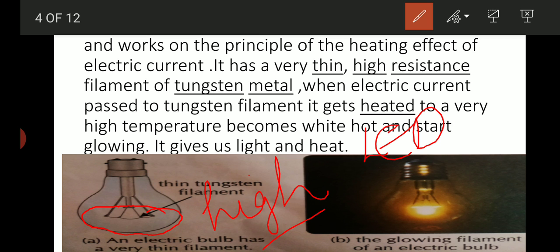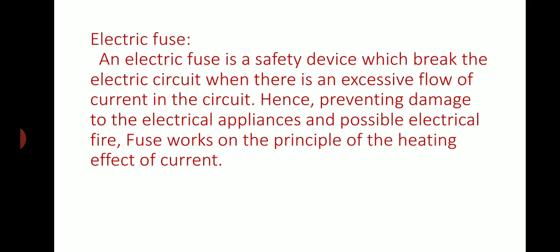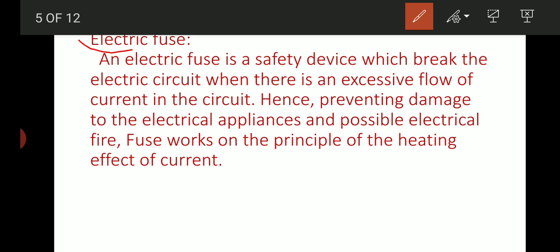But before buying any electrical appliance, you should look for an ISI mark, Bureau of Indian Standards, on the appliance. ISI stands for Indian Standards Institute, and the ISI mark ensures that the appliance is safe and wastage of energy is minimum. Another device that works on the heating effect of electric current is the electric fuse. You have generally heard about the electric fuse.